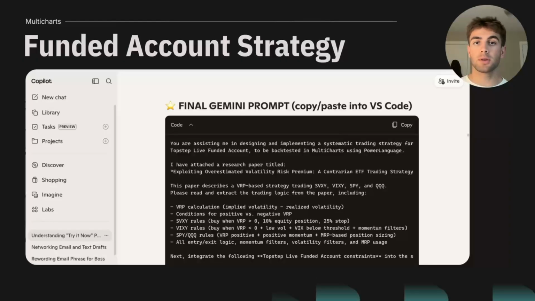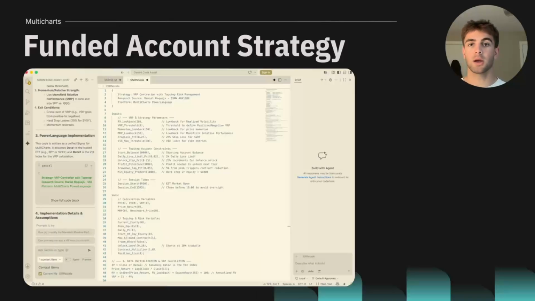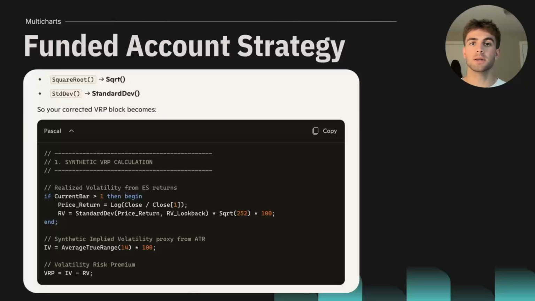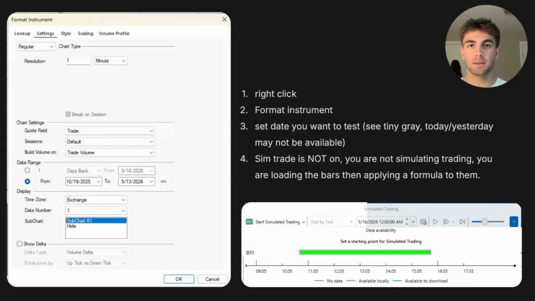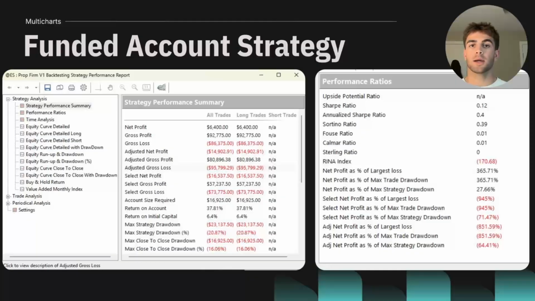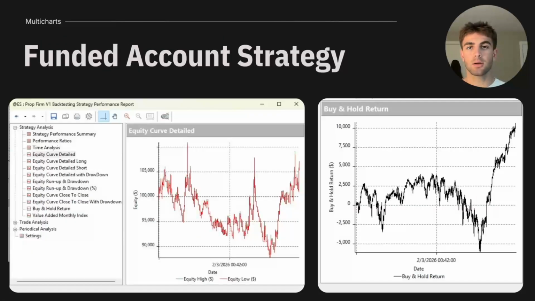I created a prompt in Copilot for Gemini to write the code. Had Gemini write the code with access to the research paper. Optimized and tweaked that code back in Copilot. Put that code into MultiCharts. Backtested the strategy over 6 months, and it generated about $6,400 with a Sharpe ratio of 0.12. This is the equity curve of the strategy versus the equity curve of buying and holding.